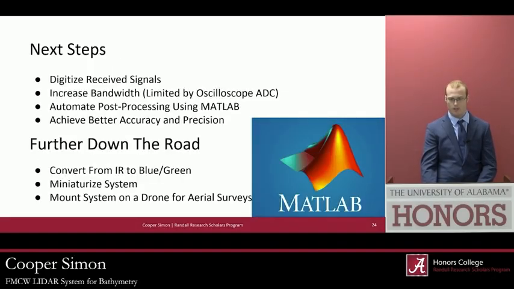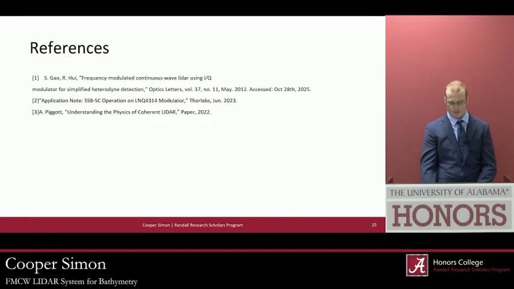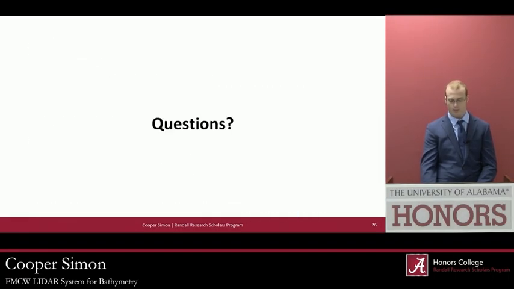So the next steps are to digitize the received signals so they can be post-processed using MATLAB on a separate computer, which will allow better accuracy and precision and increased bandwidth. And then further down, a goal will be to convert the system from IR to blue-green so it can be used for bathymetry. Also to miniaturize the system so it can be mounted on a drone for aerial bathymetric surveys. Here are the references, and then are there any questions?